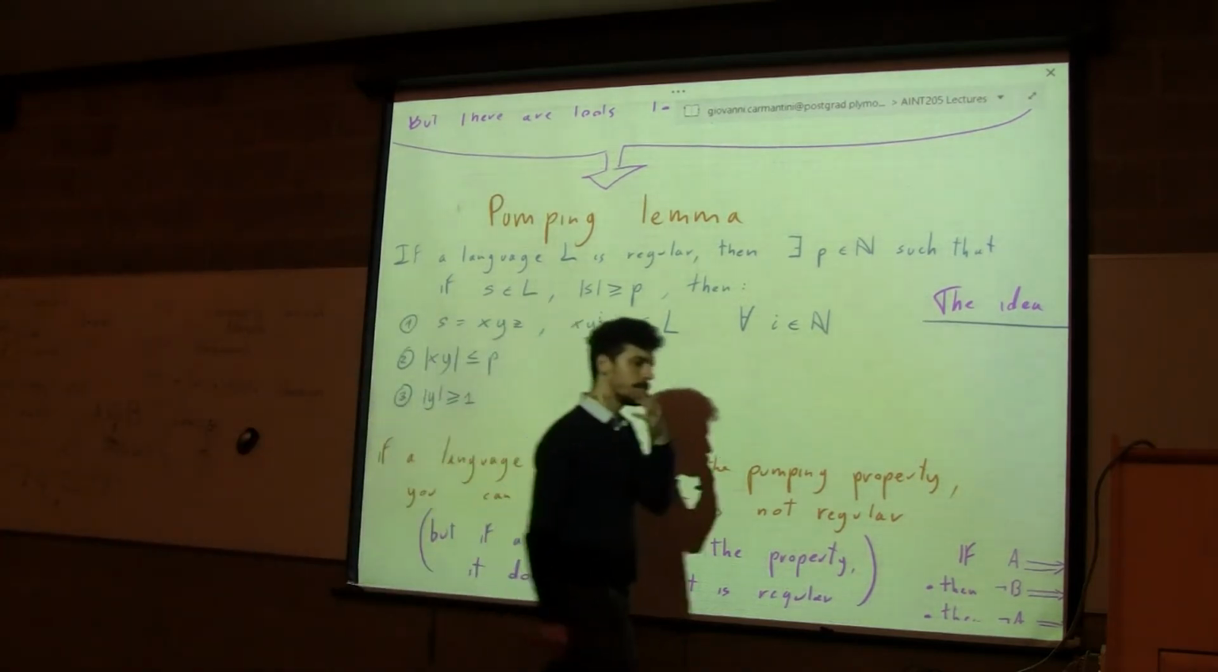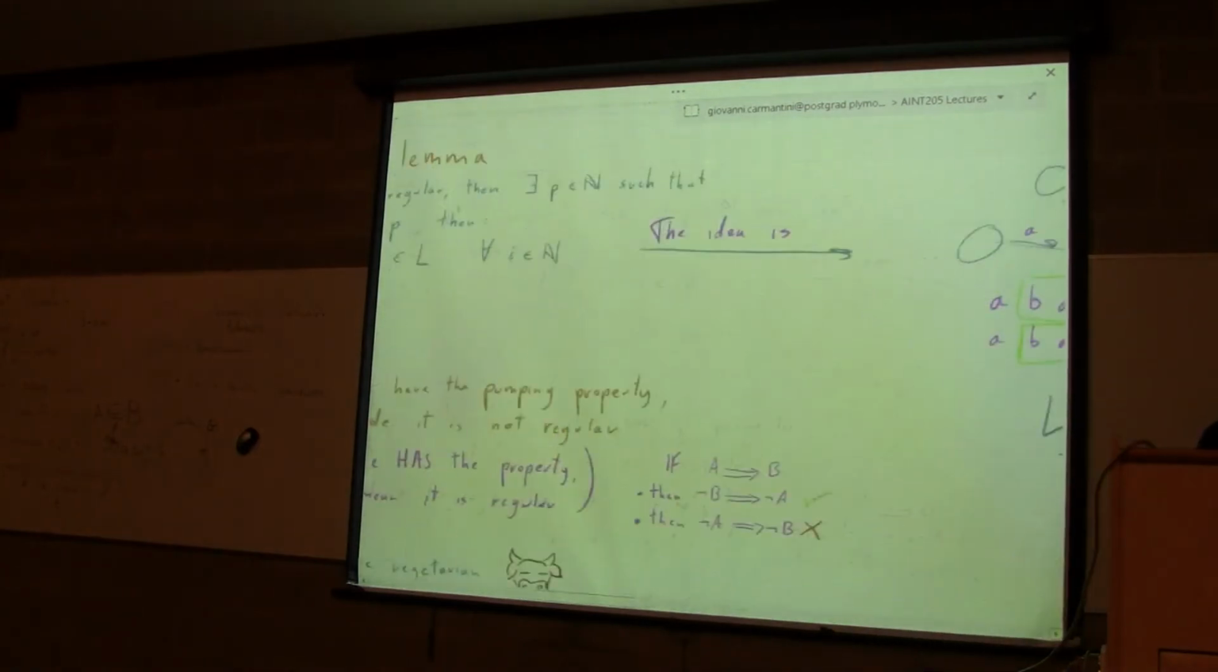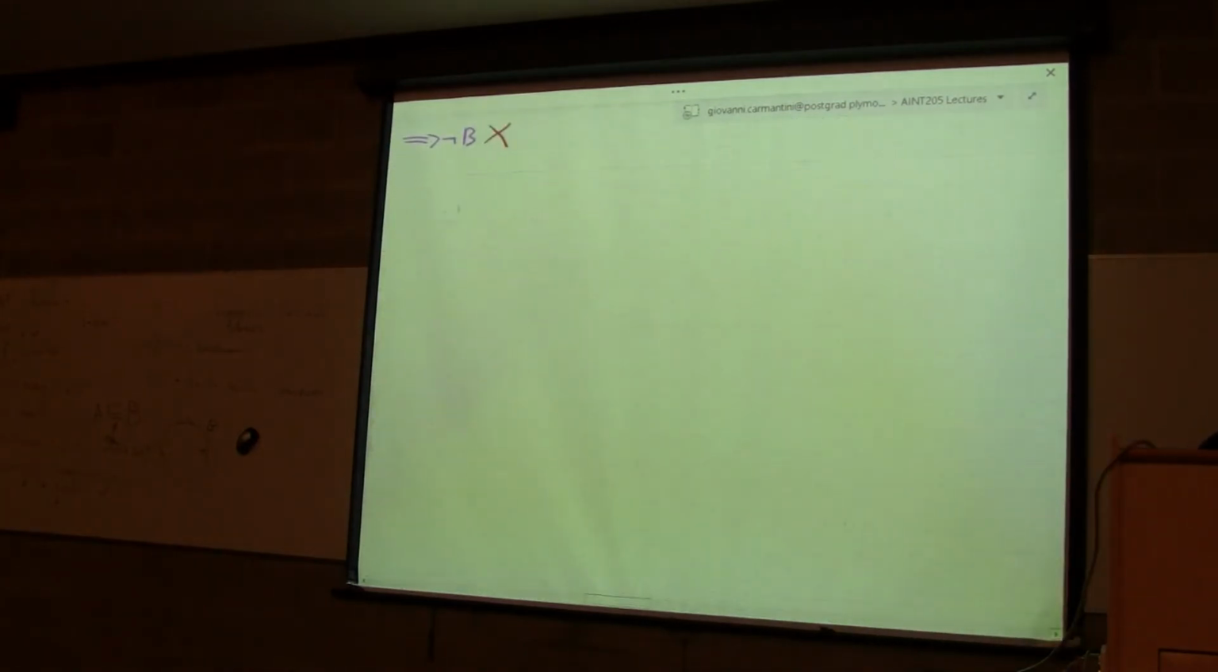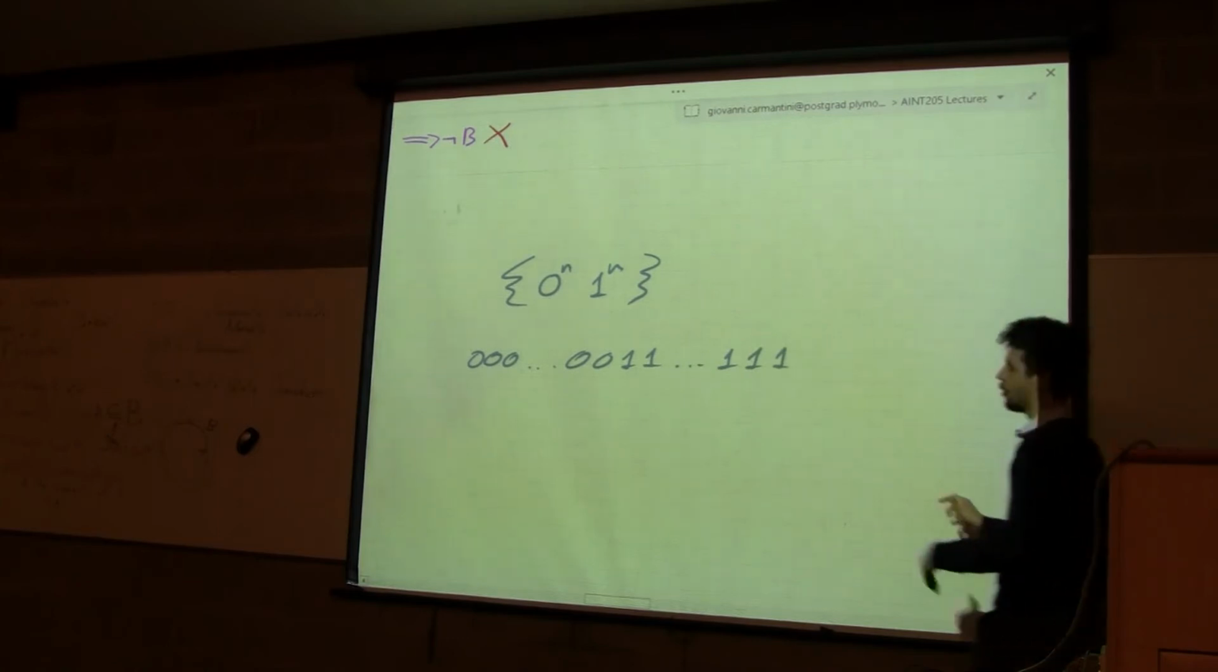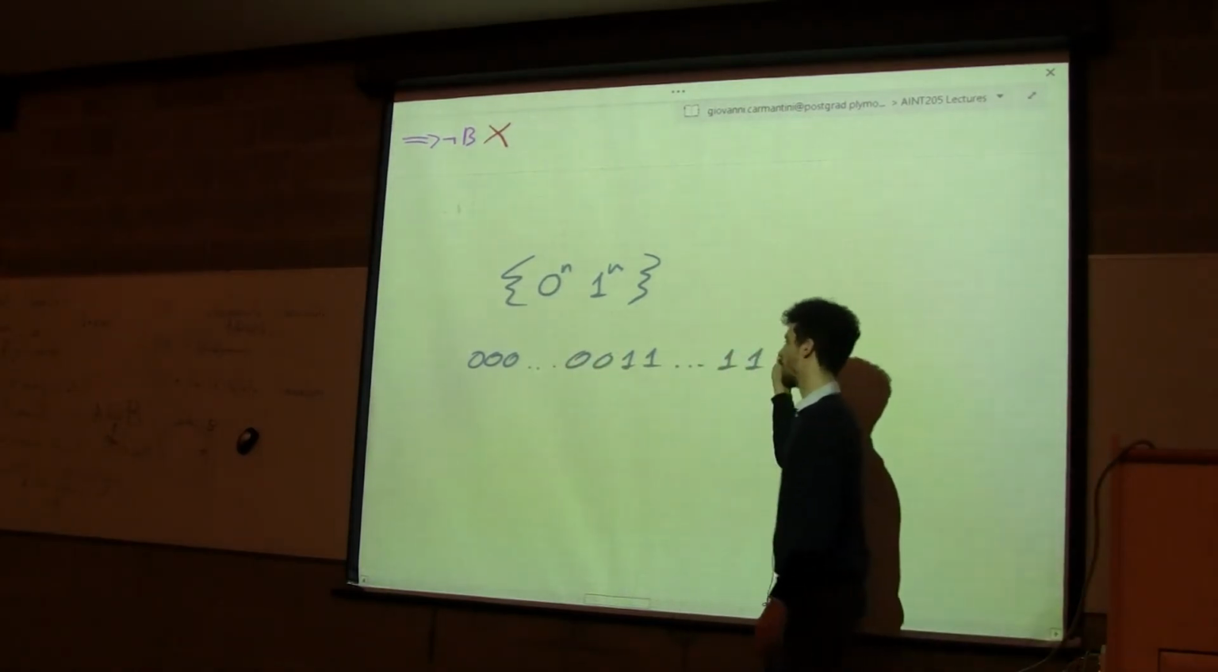So, for example, what does this mean? Let's take as an example the language I told you about before. The language is 0 to the n, 1 to the n. Is this a regular language? Turns out it is not. How can I prove it? I can prove it by saying, okay, these strings look something like this. You have the same number of zeros here and the same number of ones here.